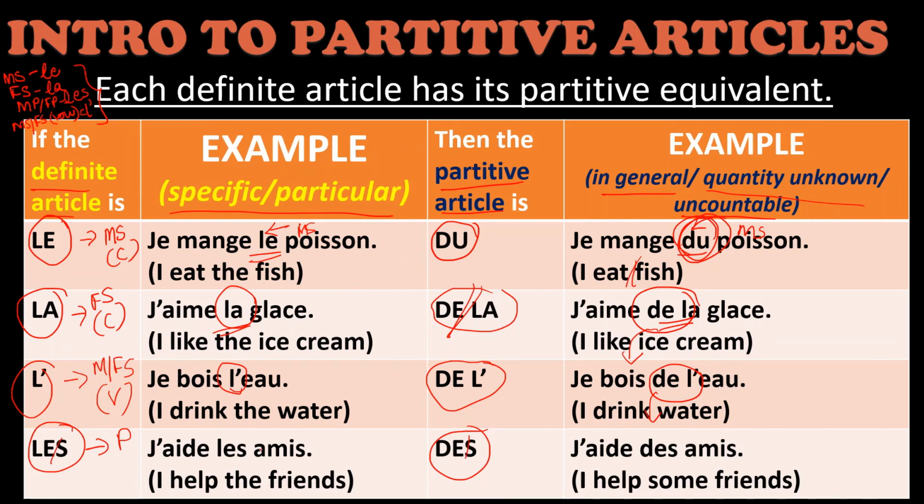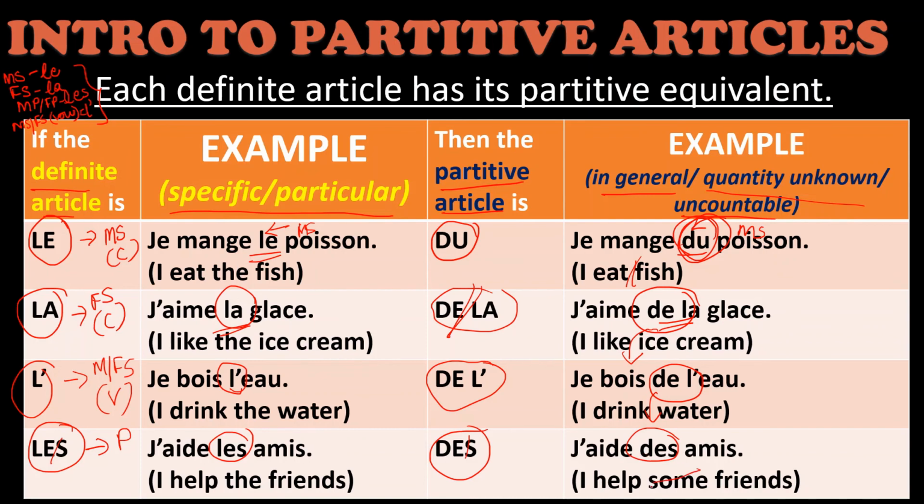J'aide les amis. Les because it is plural here, and the partitive of it is des. So j'aide les amis meaning I help the friends. So you're pointing out to these one, two, three, four, whatever friends, and you're saying I help only these friends. You're being definite about whom you're helping, right? When you say j'aide des amis, it means I help some friends or I help friends in general.